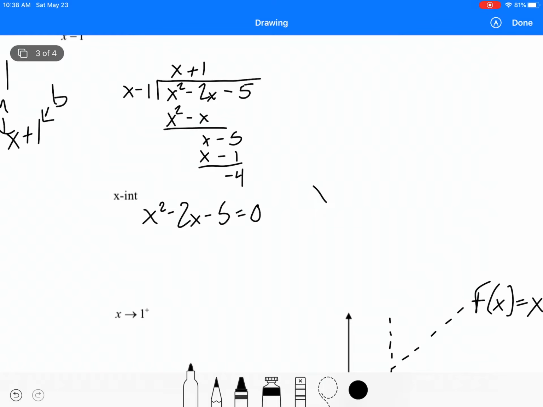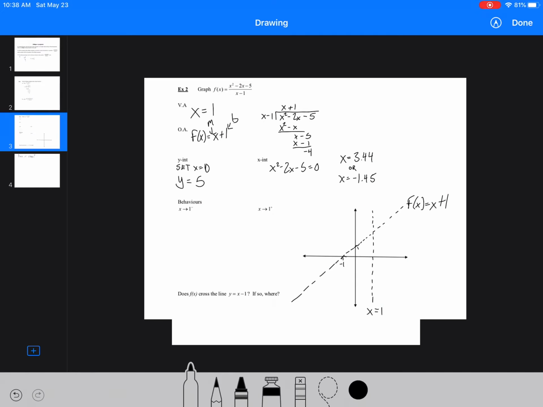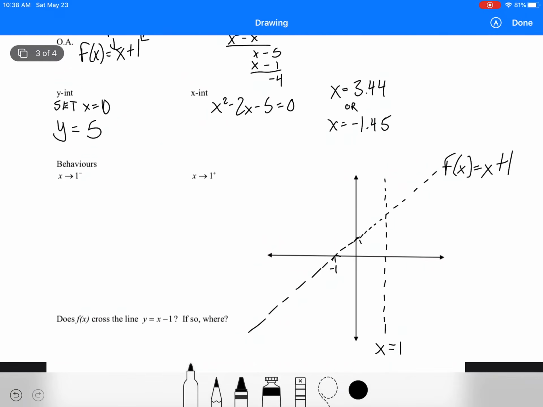What you're actually going to find is that x equals about 3.44 or x equals negative 1.45. You should be able to put it in the quadratic formula and find the exact numbers with the square roots. But I always like to use a decimal because now I can actually see roughly where we're going to be. That's negative 1.45. This is 3.44. And we've got our y-intercept of 5. That's going to show me the general shape of the graph.